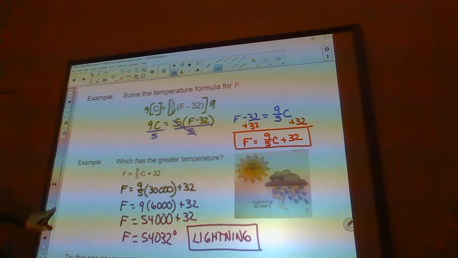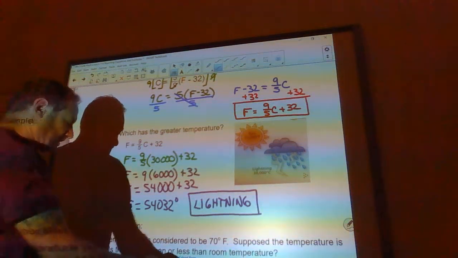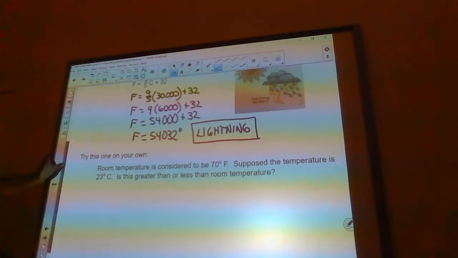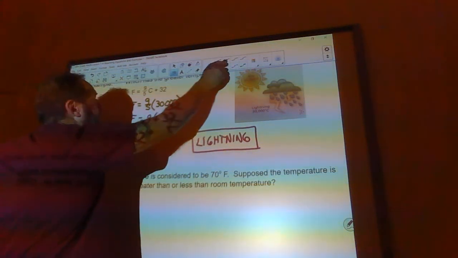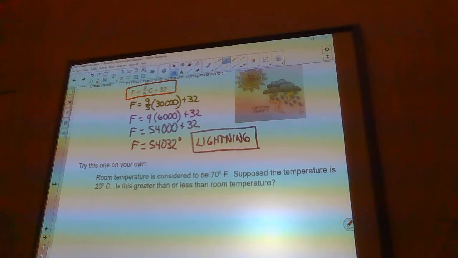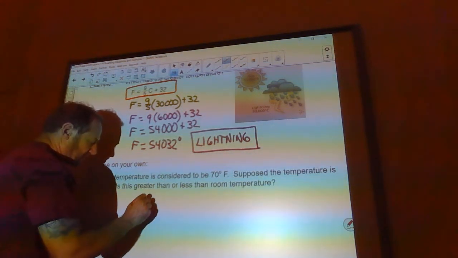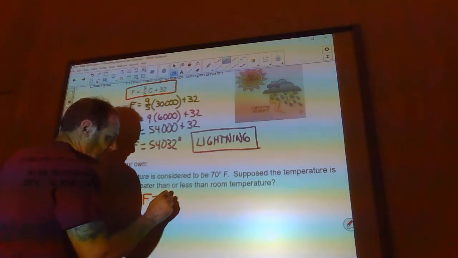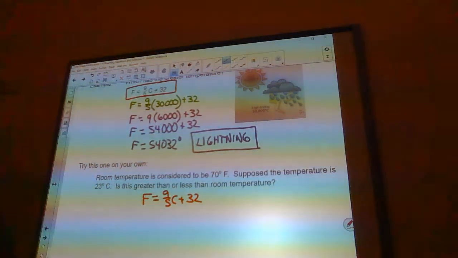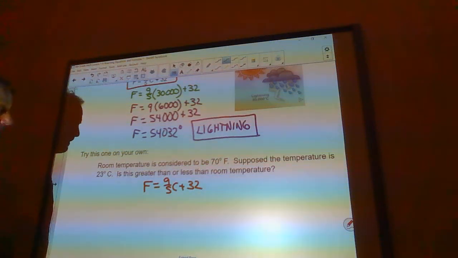Okay. I've got one here for you to try on your own. So, room temperature is considered to be 70 degrees Fahrenheit. Suppose the temperature is 23 degrees Celsius. Is this greater than or less than room temperature? So you're going to use this formula right here again. Okay, so go ahead and write that formula down and give that a try. See which one's warmer. Then pause the video, jump back on here, and compare your answer.